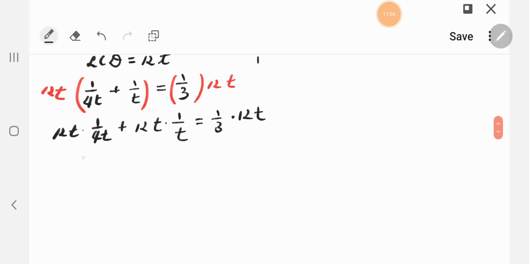So the first term will be 3. The second term, cancel out T, so 12. The right side is 4T. Then 15 is equal to 4T. Divide each side by 4. So 15 over 4 equals T. So now T is equal to 15 over 4.